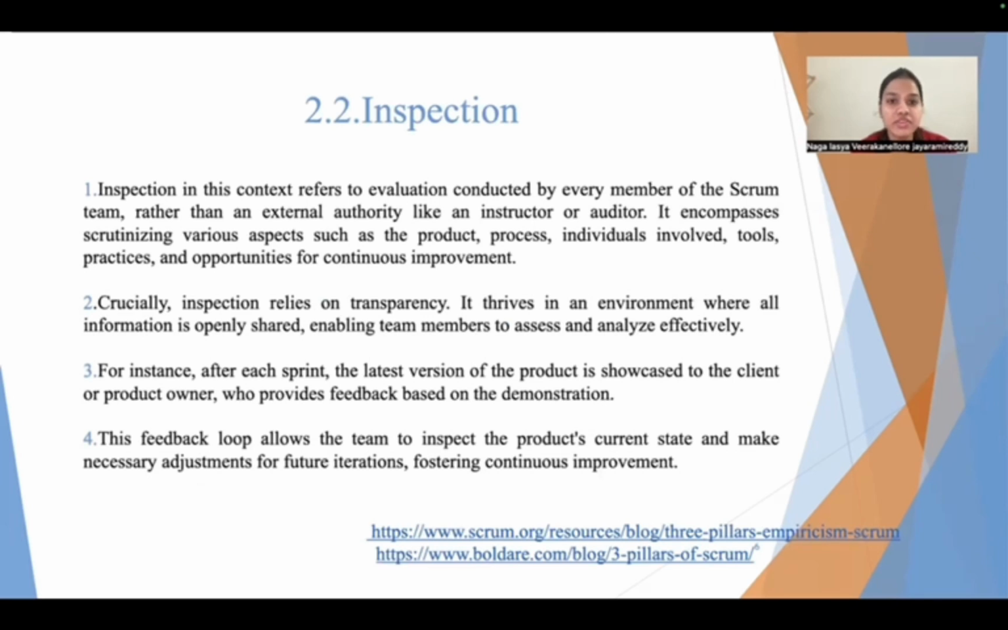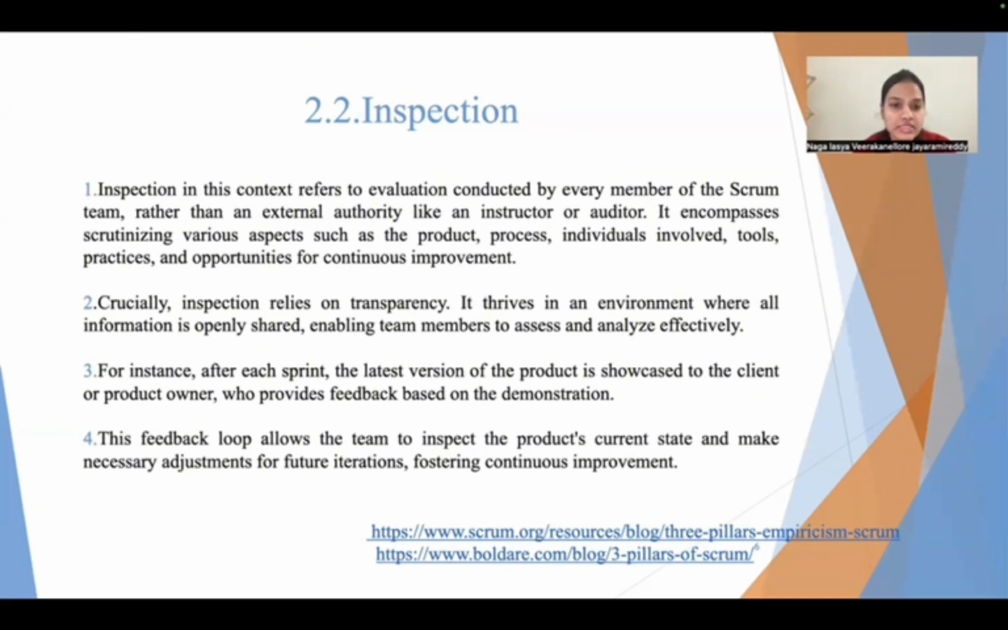Inspection. Inspection in this context refers to evaluation conducted by every team member of the Scrum team. Inspection is not done by an authority like an instructor or auditor. It encompasses scrutinizing various aspects such as the product, process, individuals involved, tools used, practices, and opportunities for continuous improvement. Crucially, inspection relies on transparency. It will thrive in an environment where all information is openly shared with each and every person involved in the process, enabling team members to assess and analyze effectively.